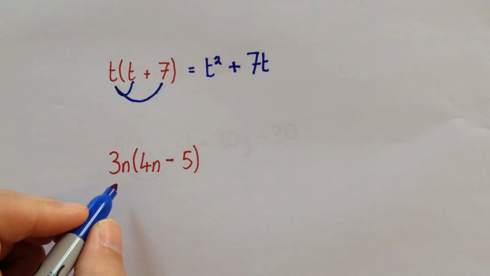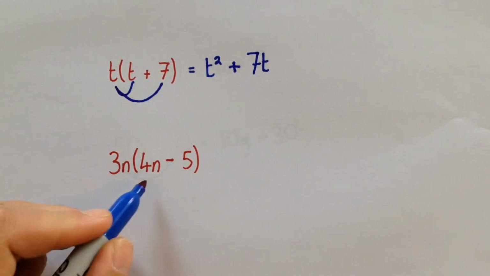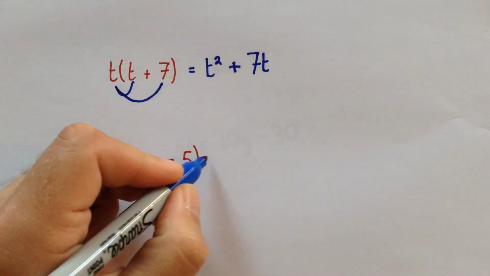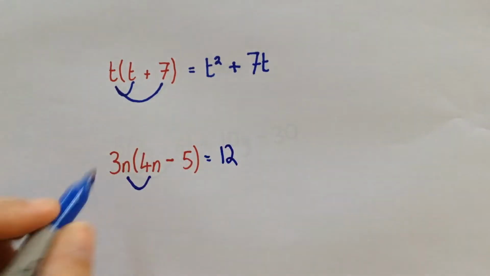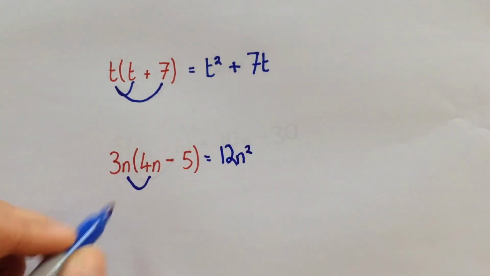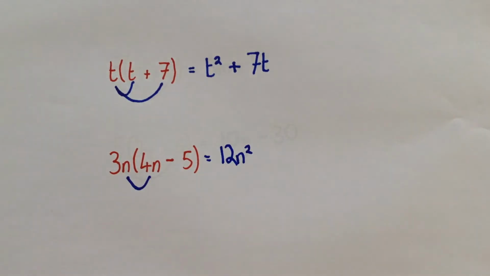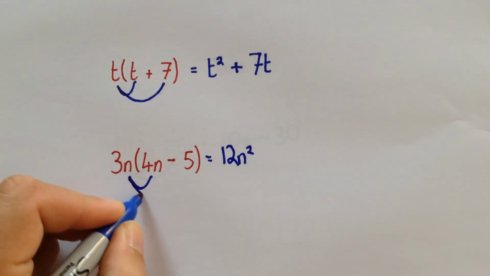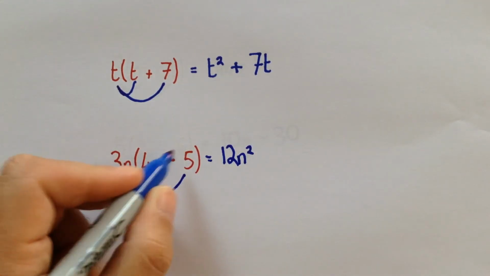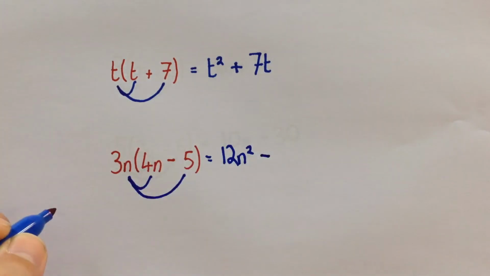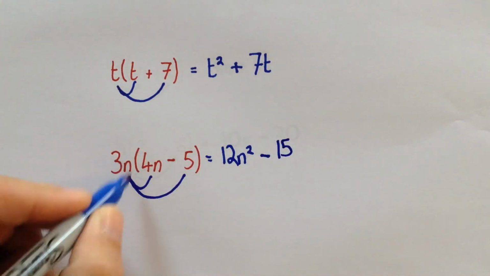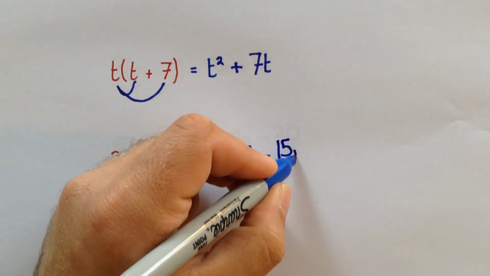And then for our final example down here, we've got 3n times 4n. Well, 3 times 4 would give us 12, and n times n would give us n squared. So we get 12n squared for the first part, and then 3n multiplied by minus 5, well, positive times a negative makes them negative. 3 times 5 is 15, so 3n times 5 must be 15n.